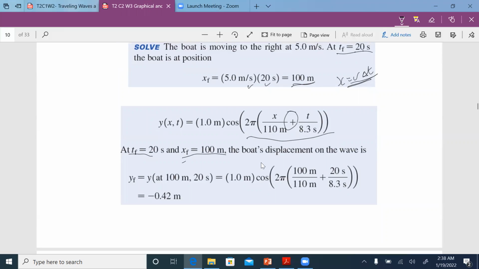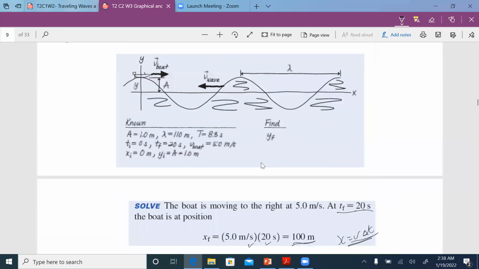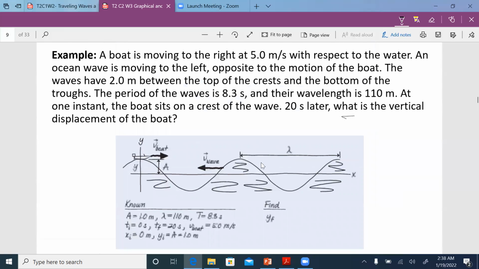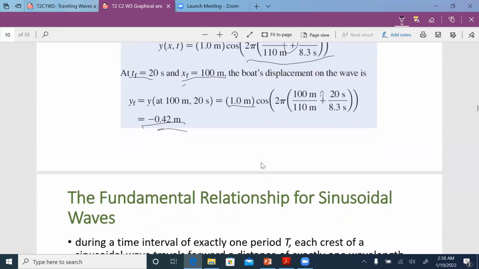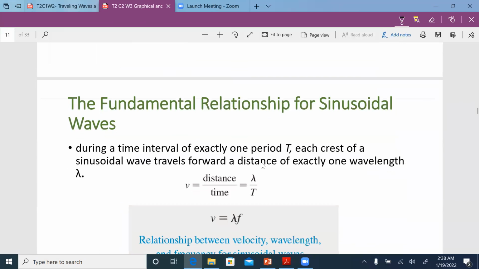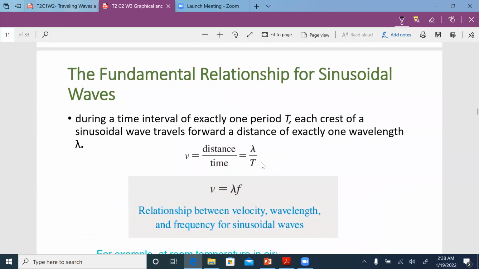For 100 meters and 20 seconds, we'll have A, which is given in the question as the amplitude, cos this plus 20 seconds to give us minus 0.42 meters. The question says, what is the vertical displacement? Okay, so the vertical displacement is simply minus 0.42 meters.